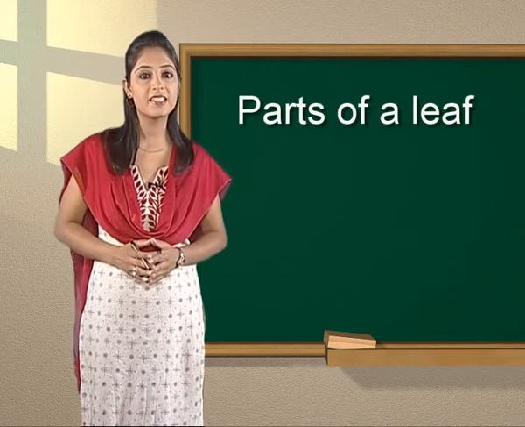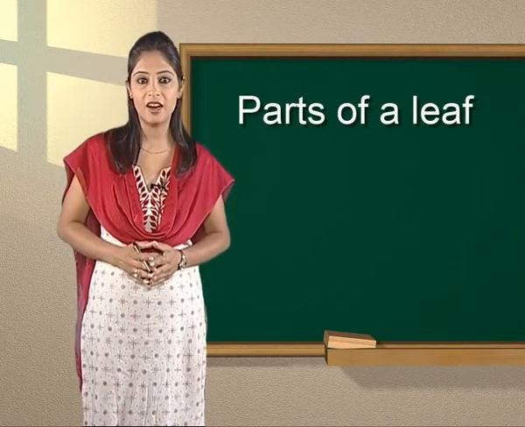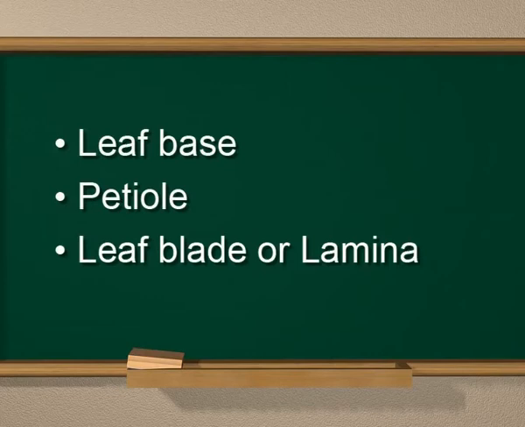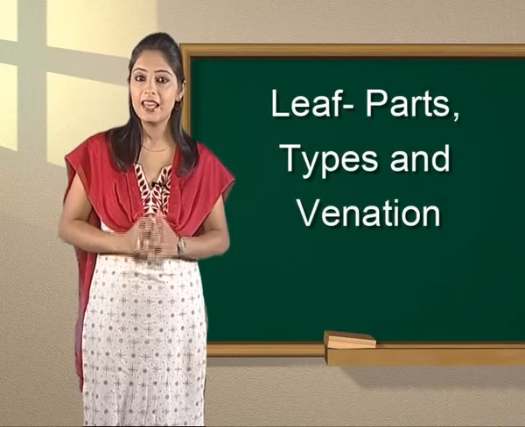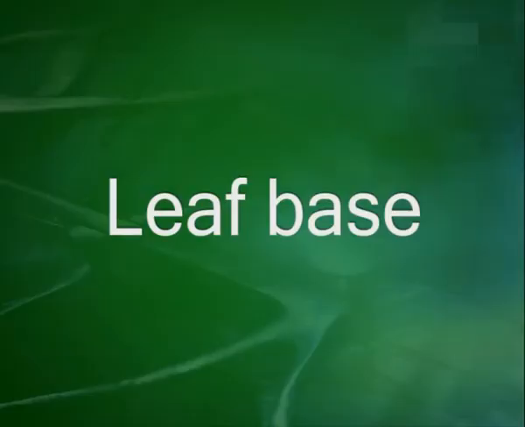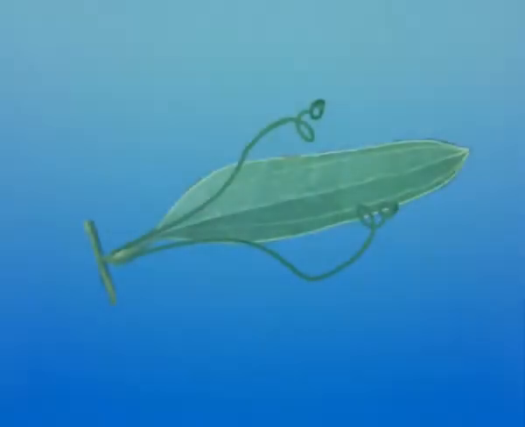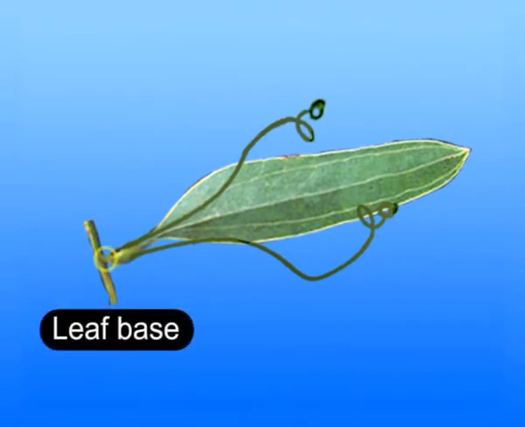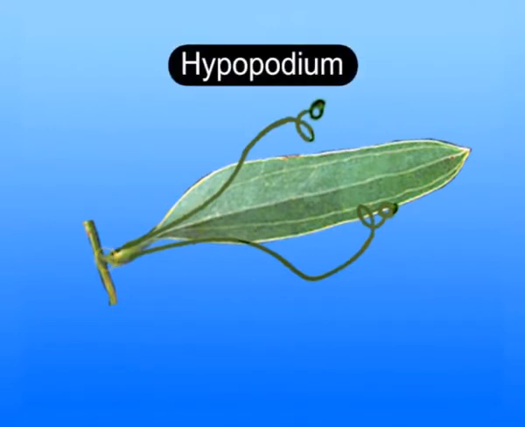The leaf consists of three parts which are leaf base, petiole and leaf blade or lamina. Let us discuss three parts one by one. The lowermost part of the leaf is the leaf base. This basal part of the leaf, by which it attaches to the stem, is called the leaf base. It is also known as hypopodium.